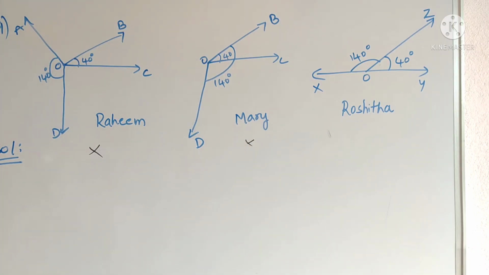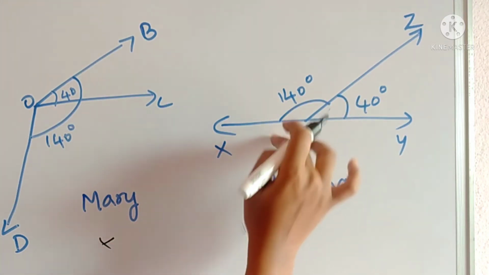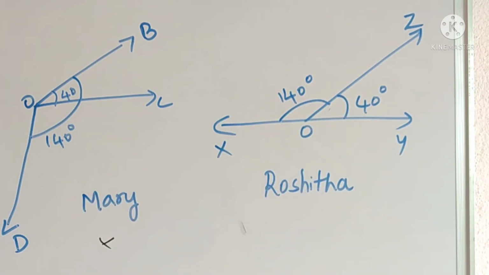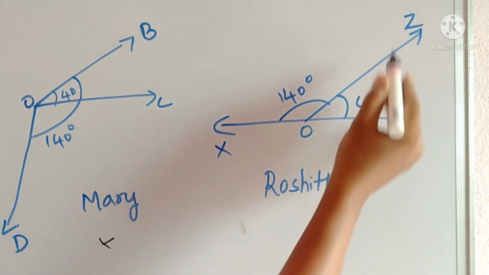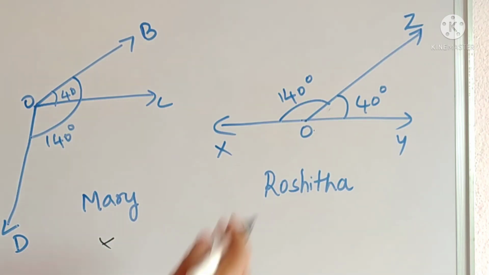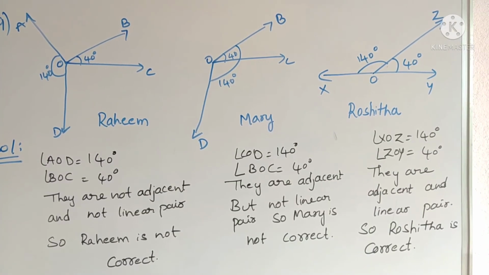It is wrong. Coming to Roshita, here 140 degrees and 40 degrees. The sum is 180. These two are adjacent. AOZ and ZOY are adjacent and they are forming a line. So these are a linear pair. So finally Roshita is correct. So we can write the explanation. So the same we wrote. Okay. So simply you can write Roshita is correct also. But if you write like this, it will be very good.